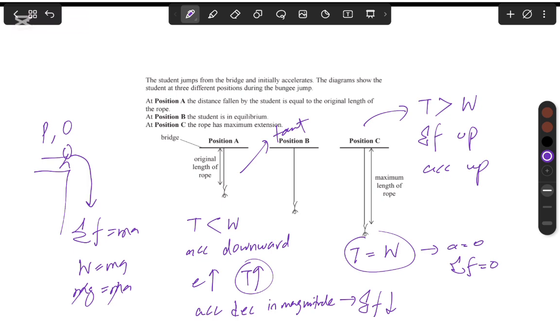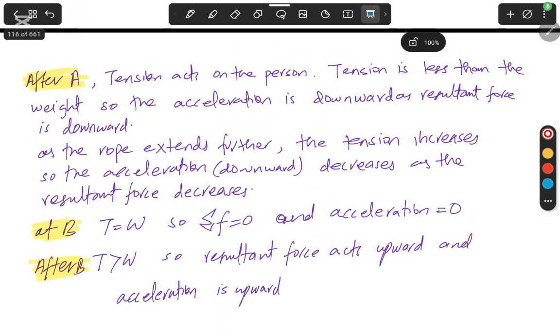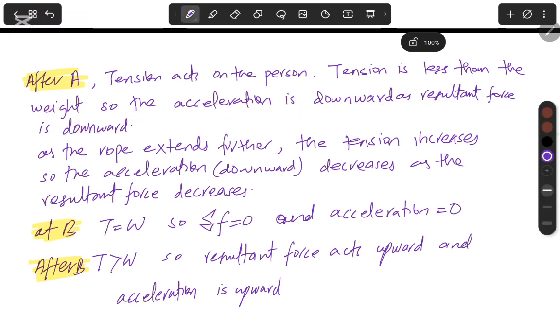Now we're going to write down the answer. So this is going to be your answer. After A, tension acts on the person. Tension is less than the weight, so the acceleration is downwards as the resultant force is downwards. So the equation here is going to be weight minus tension is equal to ma. And then as the rope extends further, the tension increases, so the acceleration downward decreases as the resultant force decreases.